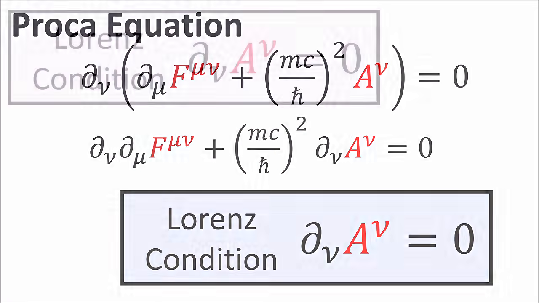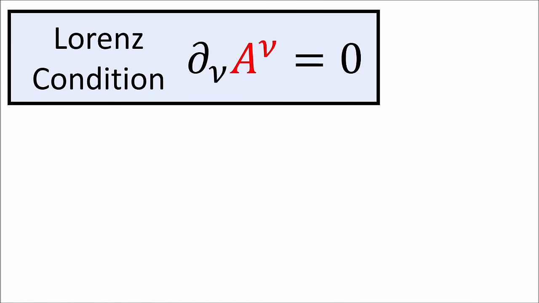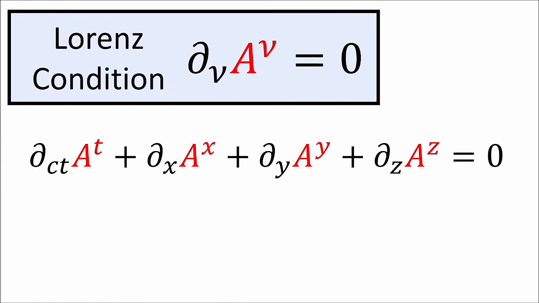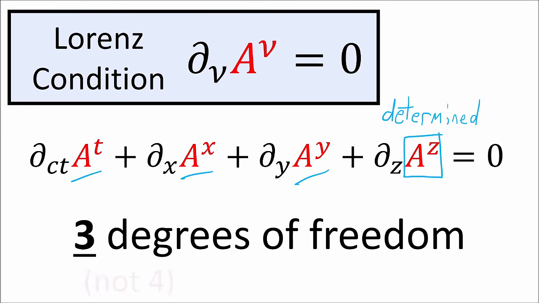Now, this Lorenz condition tells us something important. Although A has 4 components, if we know 3 of them, then the 4th component is automatically determined by the other 3. This means that there are really only 3 degrees of freedom for A, not 4. This fact will become important later.